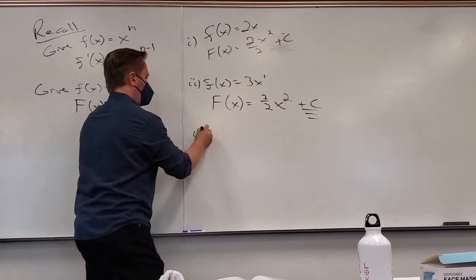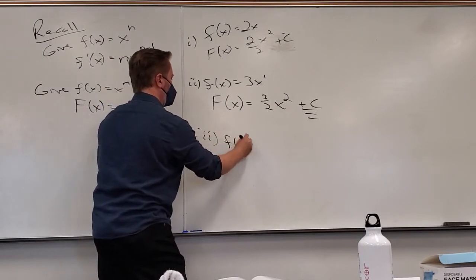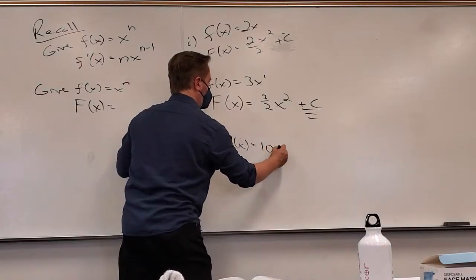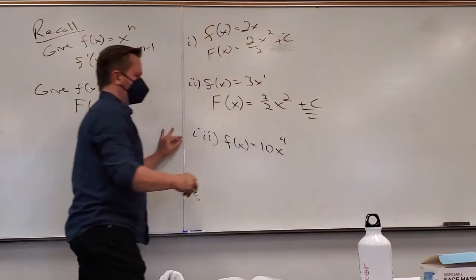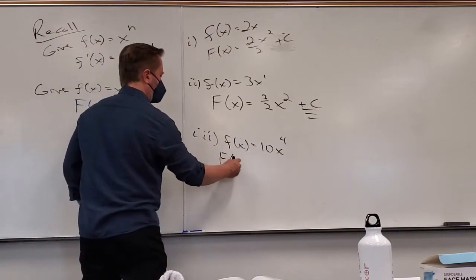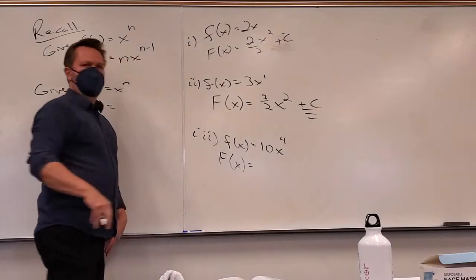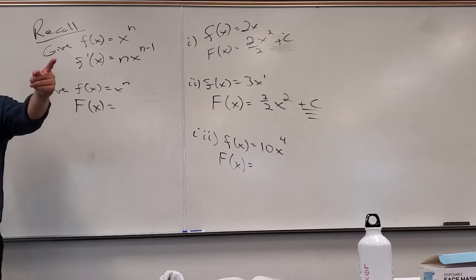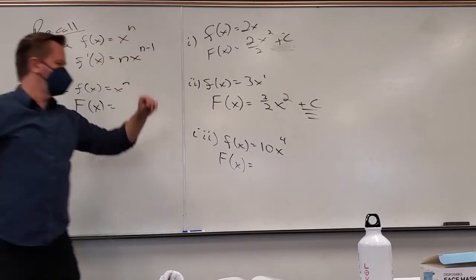Let's do one more. What about if I had this? What would big F be? See, what do you start with? What do you know for sure must have been true? X to the fifth. You know it had to be x to the 5th.